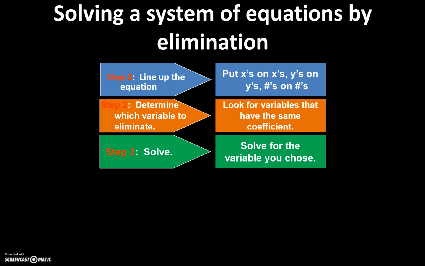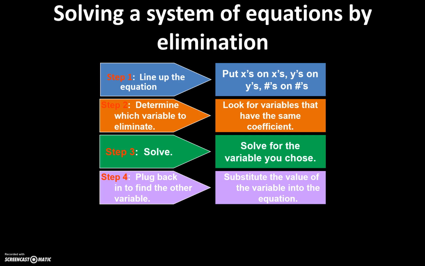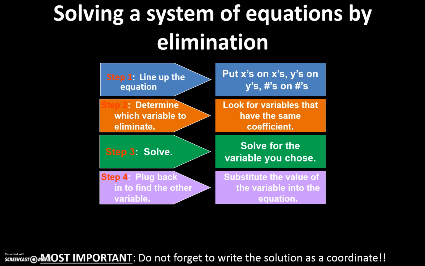Step 3 is to solve. From there, we're going to solve for the variable that we chose. If it's same signs, you're going to subtract, and if it's different signs, you're going to add. Once you solve for that variable, you then plug it back into the other variable and solve for the second variable. So you're substituting that value back into either of those two equations.